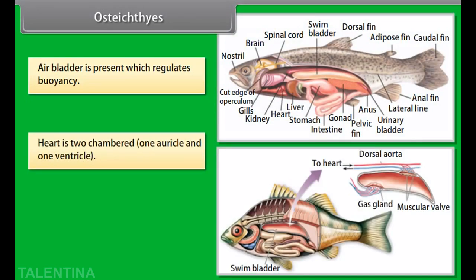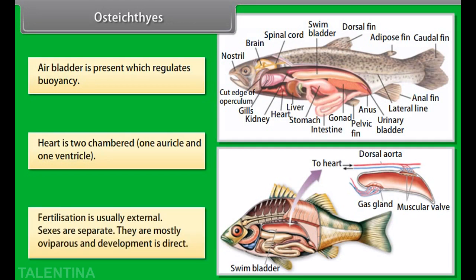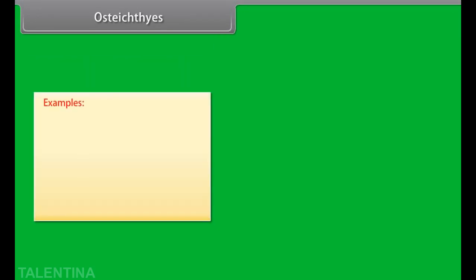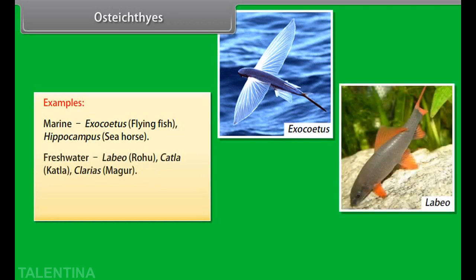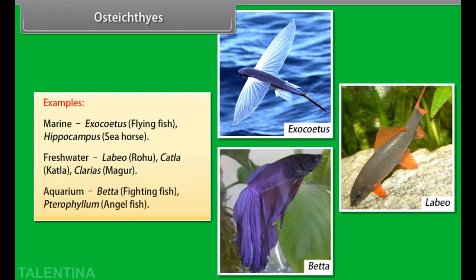Heart is two-chambered, one auricle and one ventricle. Fertilization is usually external. Sexes are separate. They are mostly oviparous and development is direct. Examples: marine, Exocoetus, flying fish, Hippocampus, seahorse; freshwater, Labeo, rohu, catla, Clarias, magur; aquarium, Betta, fighting fish, Pterophyllum, angelfish.